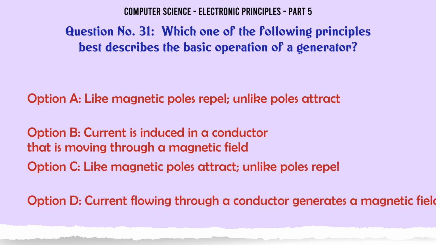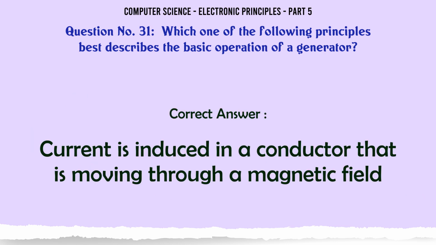Which one of the following principles best describes the basic operation of a generator? A. Like magnetic poles repel, unlike poles attract. B. Current is induced in a conductor that is moving through a magnetic field. C. Like magnetic poles attract, unlike poles repel. D. Current flowing through a conductor generates a magnetic field. The correct answer is current is induced in a conductor that is moving through a magnetic field.